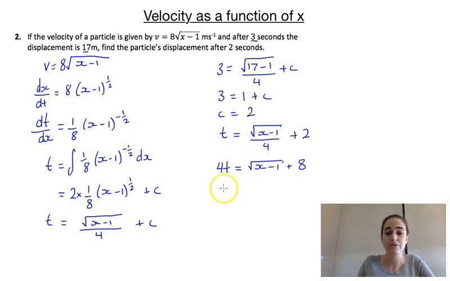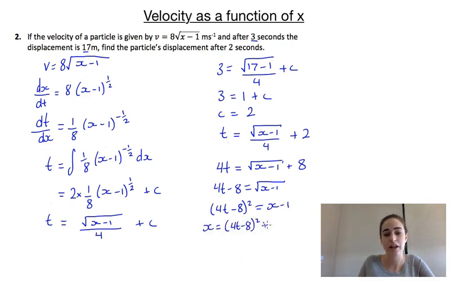If I subtract 8 from both sides, 4t minus 8 is equal to the square root of x minus 1. Now I'd have to square both sides to get rid of that square root sign. So 4t minus 8 all squared equals x minus 1, which means that x is going to be equal to 4t minus 8 squared plus 1.